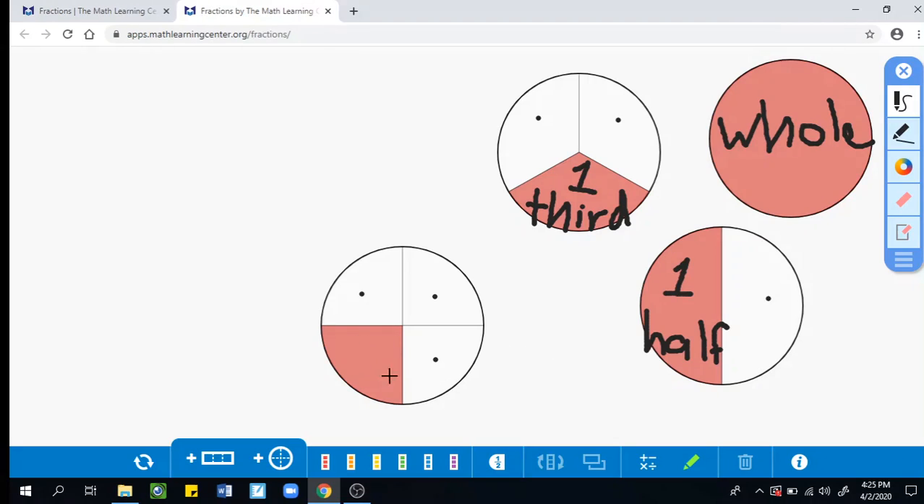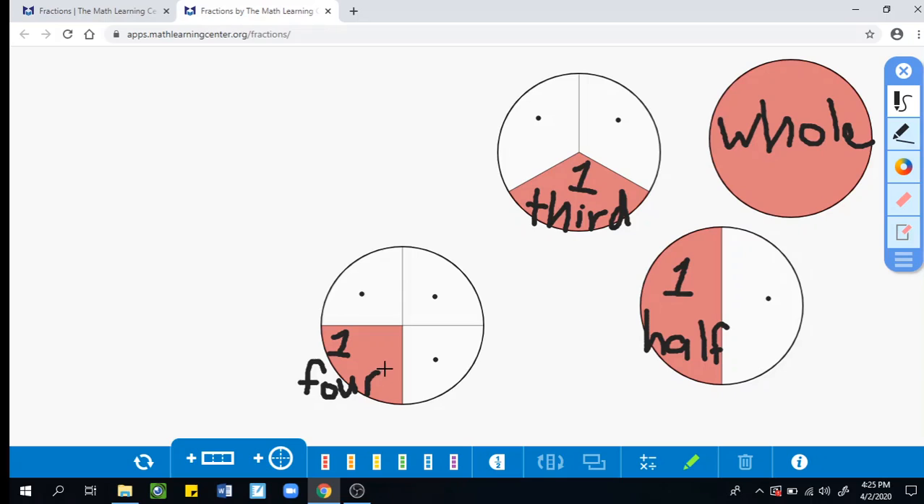I can't say that I ate a whole pizza. I can't say that I ate a half a pizza. And I can't say I ate 1/3 of a pizza. We need a new fraction word here. And the fraction word in this case is fourth because we cut it into four equal pieces. So each piece is called 1/4. So if I eat that piece, I'm going to say that I ate 1/4 of a pizza.